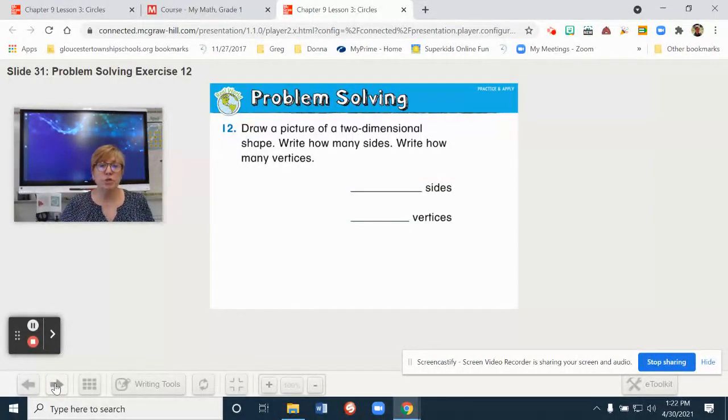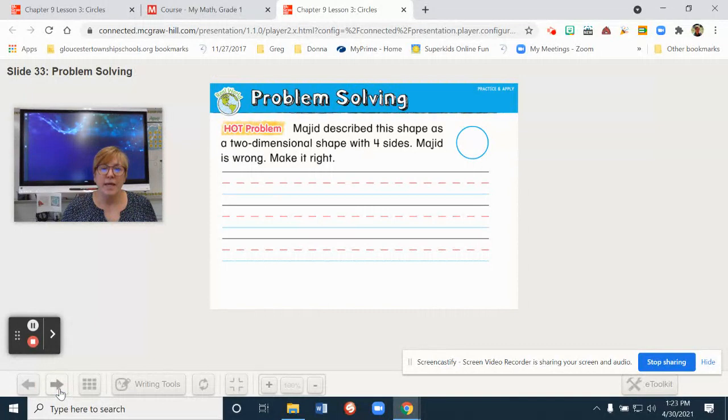Number 12, draw a picture of a two-dimensional shape. Write how many sides and how many vertices. Now notice it said draw a picture, so I would say that they're giving you a choice. And sure enough, think about what shapes could you have done? Trapezoid, a square, rectangle. How many sides and vertices do they have? 4 each, very good. How about if you did a triangle? How many sides and vertices? 3 each. And a circle? 0. Good job.